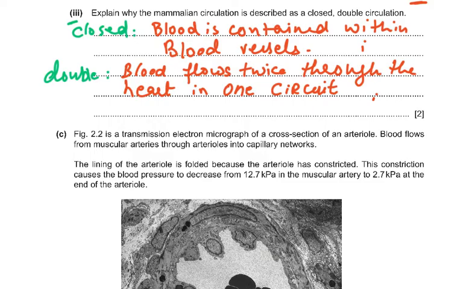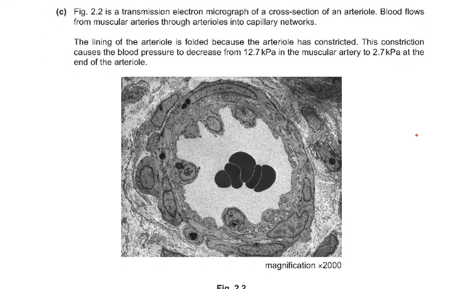So the headings you need not have written. I've given the headings. Closed means blood is contained within blood vessels. Double means blood flows twice through the heart in one circuit, or you could have said one circulation. You could have named it also pulmonary and systemic circulation. Then we come to the next question, part C.